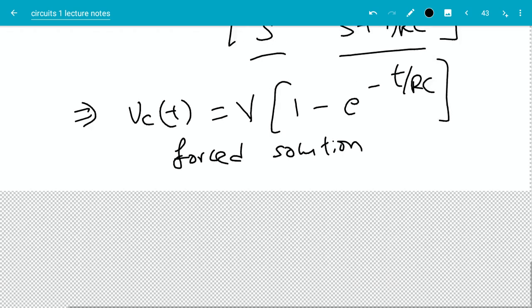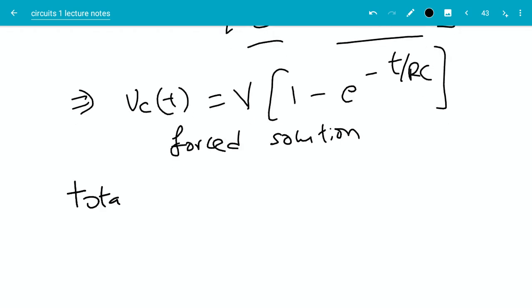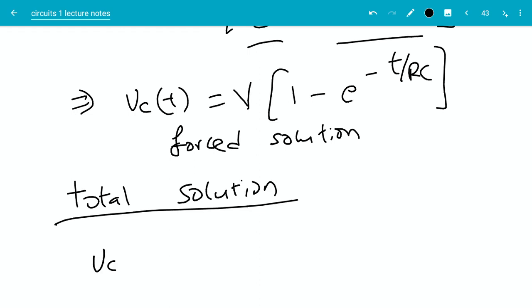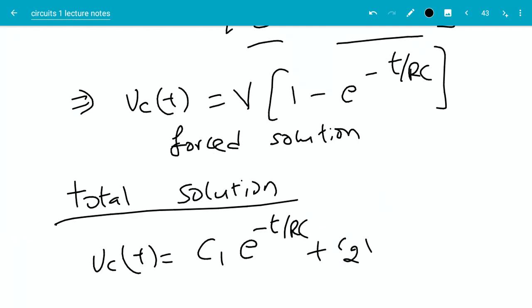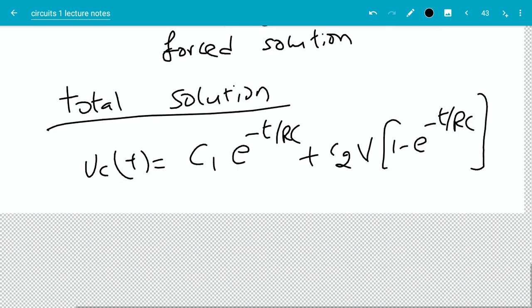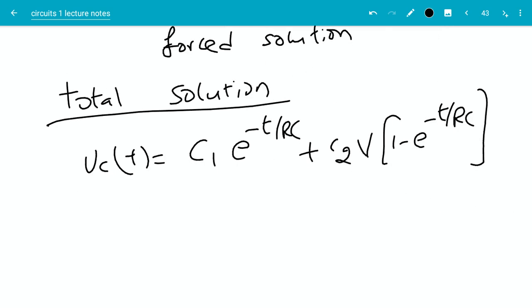So the total solution would be a linear combination of these two. So Vc of t should be equal to C1 times the characteristic solution, which is e to the minus t over RC, plus C2 times the forced solution, which is V times 1 minus e to the minus t over RC. Now the next thing for me to do is find out what C1 and C2 are.